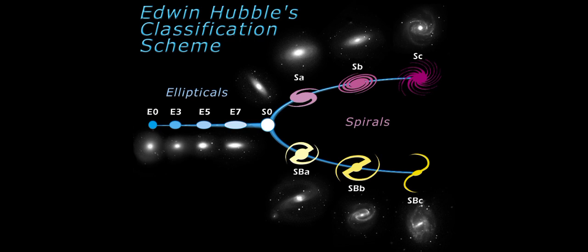In addition, true spirals can be subdivided into SA to SD depending on how tight or loose the arms are, and ellipticals can be subdivided into E0, E5, and E7, depending on how spherical or flat the shape is.